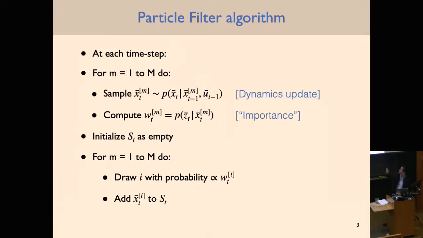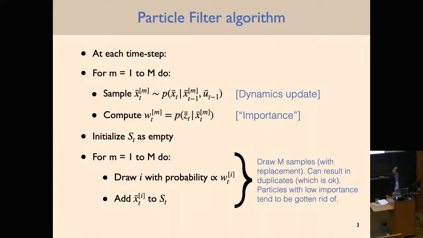And then we initialize St. St is going to be our new particle representation at this new time step, so we just initialize that as an empty array. Then again, for m equals 1 to capital M, we draw some index i with a probability that's proportional to wt. Before this last for loop, for every m from 1 to capital M, we had a wt. You can normalize that and think of it as a probability distribution over the indices, over the particles. In this step, we're basically throwing away particles that have a low likelihood, that have a low wt.